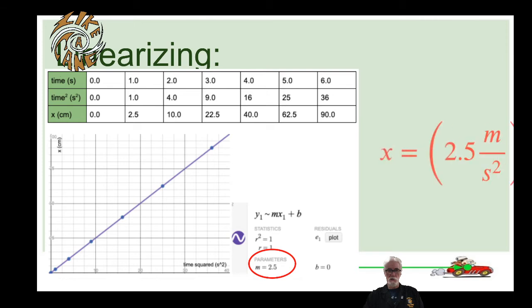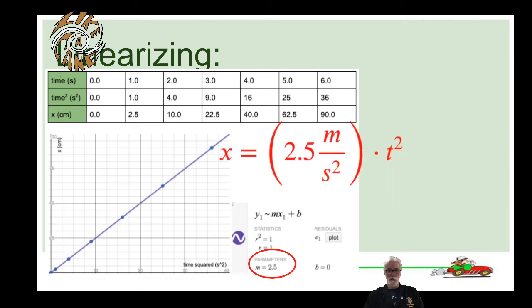If you look at the slope data and build an equation, the equation says that position is equal to 2.5 meters for every square second times time squared. If you're observant and have a good memory, you might remember that this is half the value of the acceleration that we found earlier. When we were studying velocity versus time, at the beginning of this unit in a previous video, we found that the acceleration for this car rolling down the ramp was 5 meters for every square second. It turns out that this being half of that is not a coincidence.